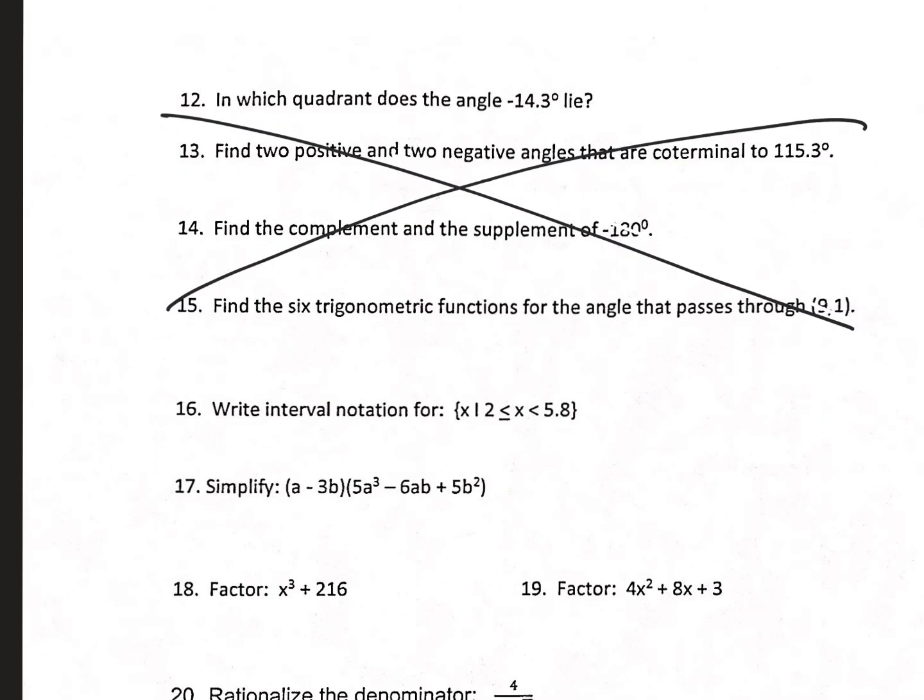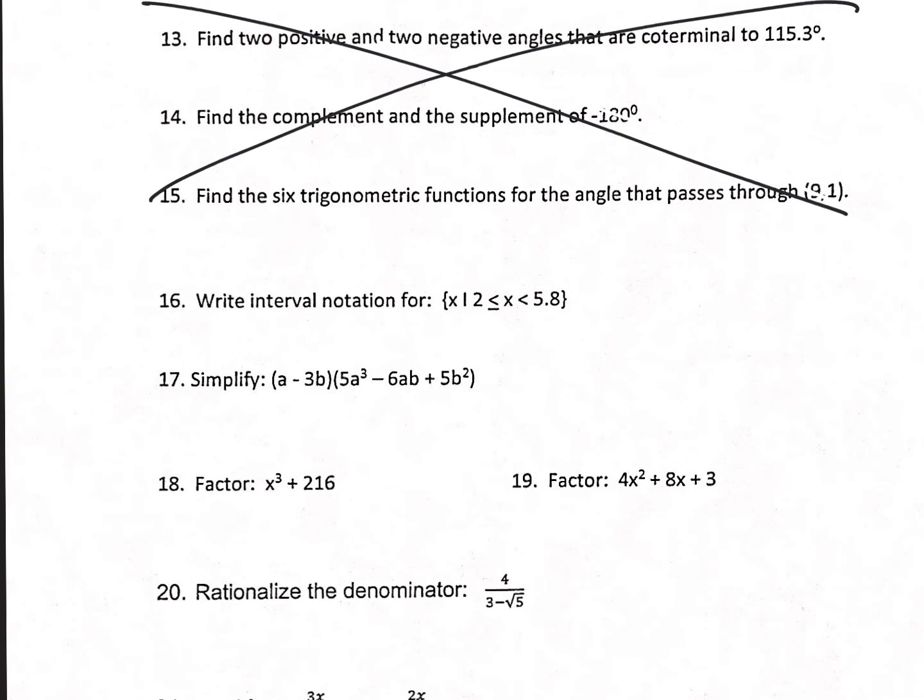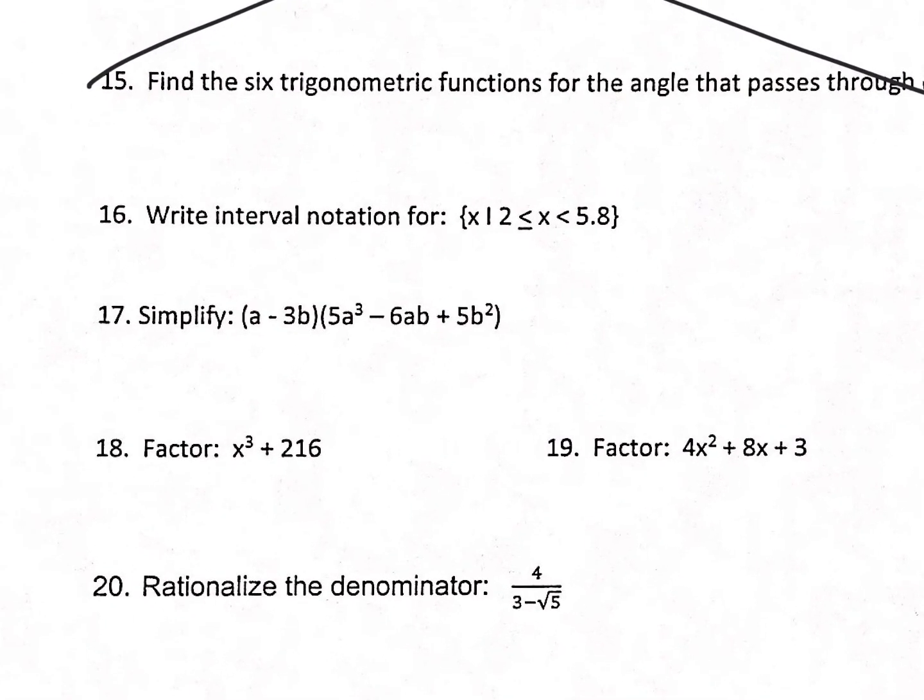Good news. We're going to skip 12 through 15. I thought we were going to get there this week. We didn't. So we're going straight to 16, which is all the review stuff. So 16, in interval notation, the 2 is going to have a bracket because it's got an equal sign. The 5.8 is going to have a parentheses because it doesn't. All right, that's all for that one.